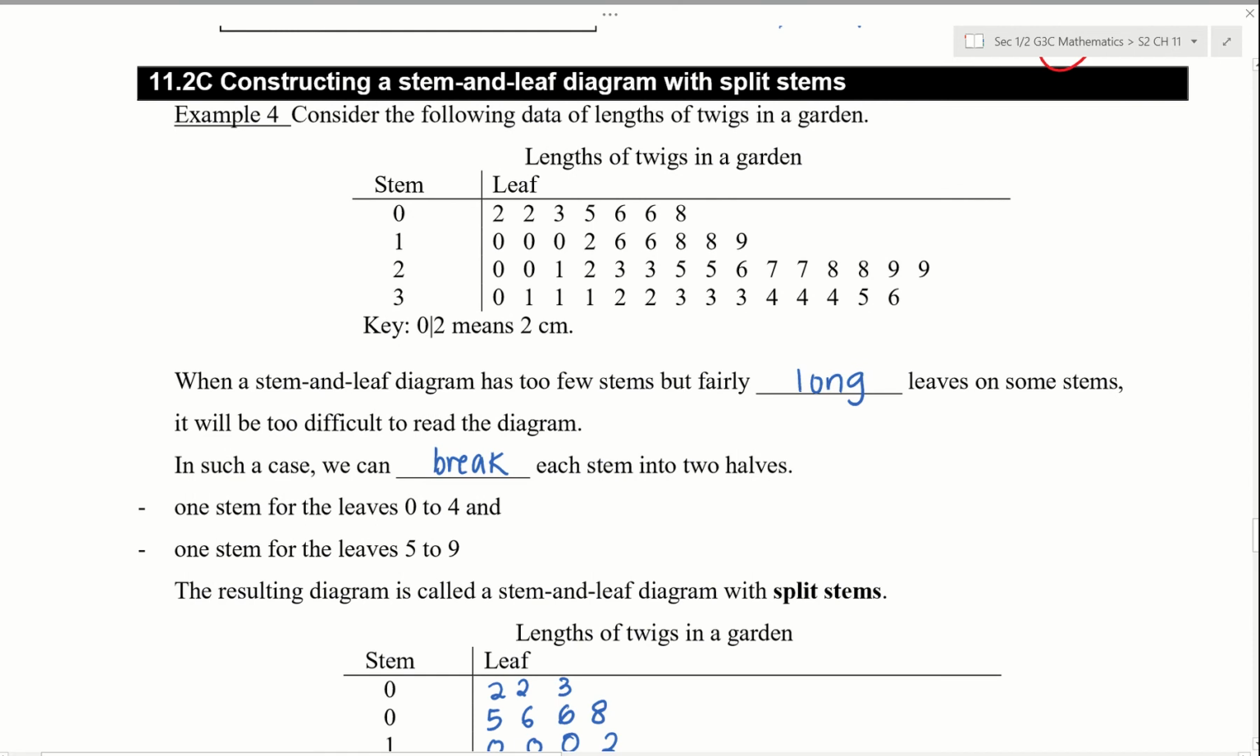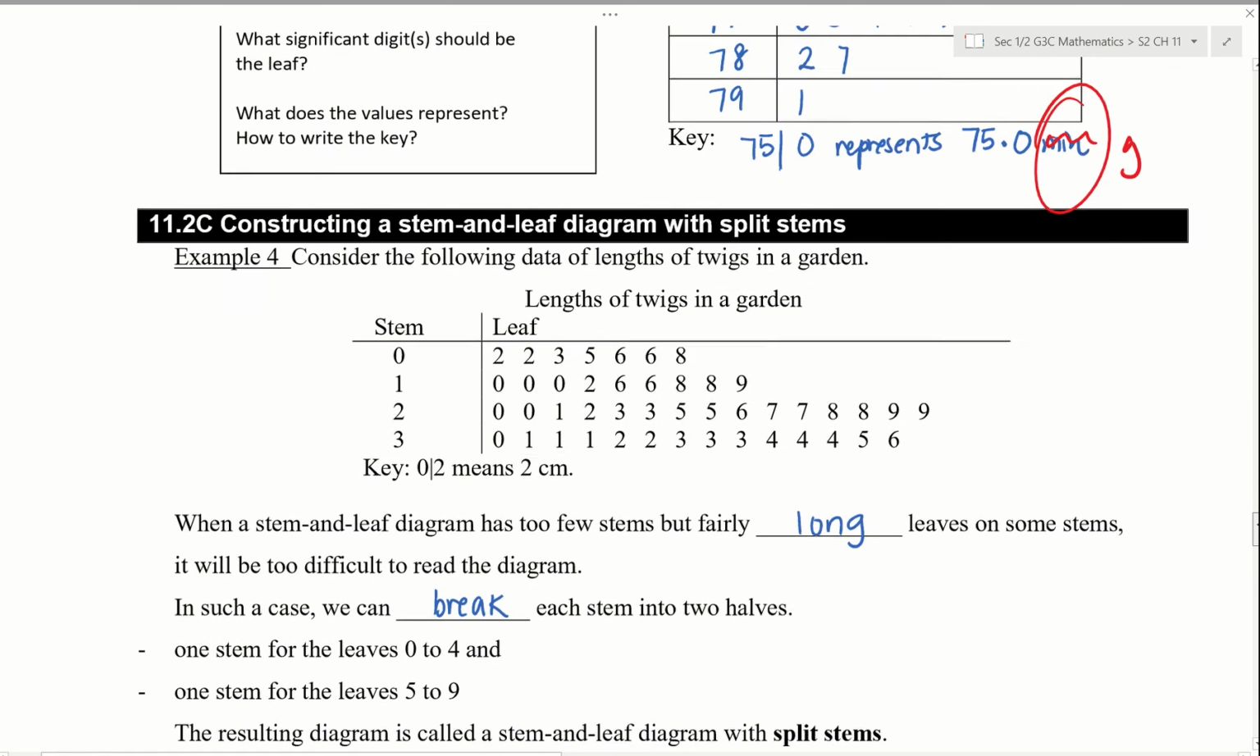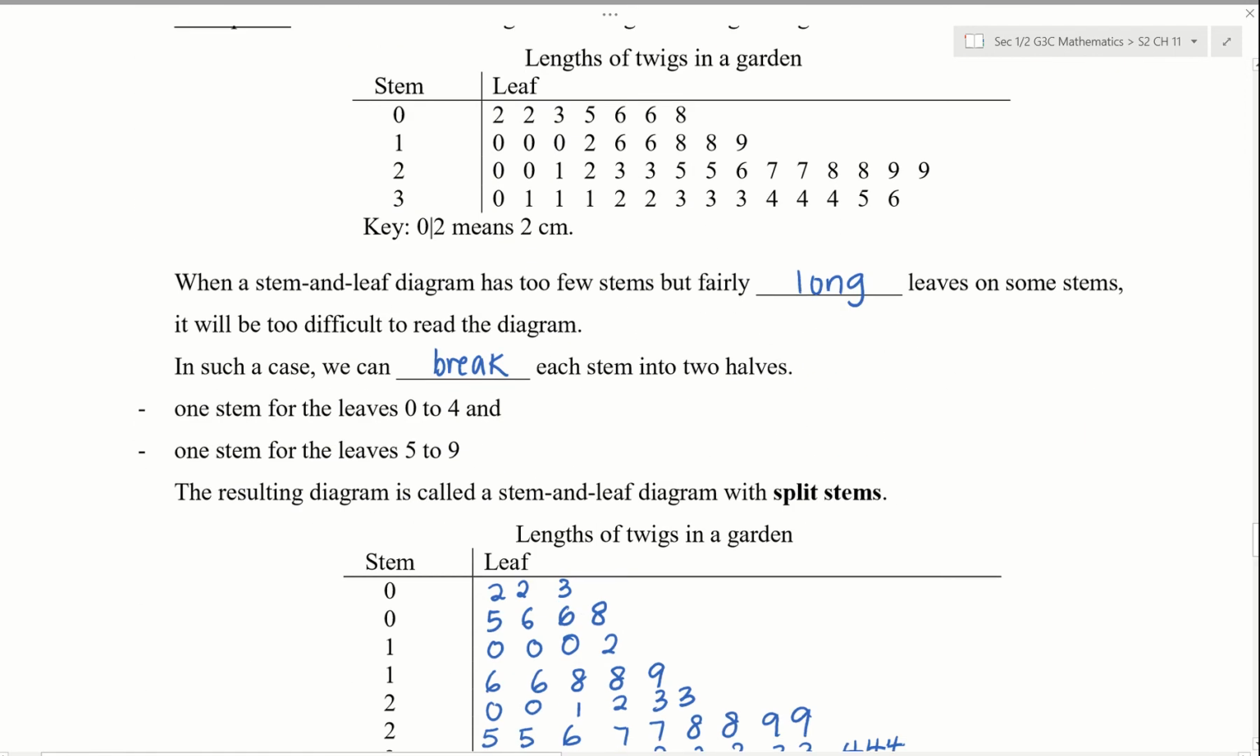Okay, then the next one, constructing a stem and leaf, but we see a problem. All these stems, they have so many leaves. Then it becomes very difficult to read. So one thing that we can do is actually to break it. It has very long leaves. You can break the stem into 2 parts. So one of the stem is from 0 to 4, the other stem is from 5 to 9. That's all there is to it.